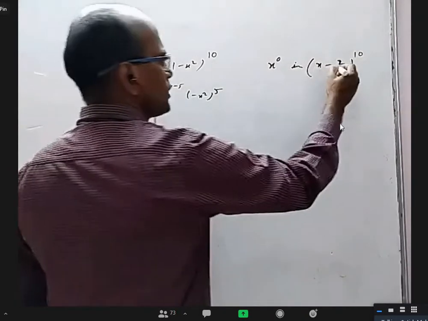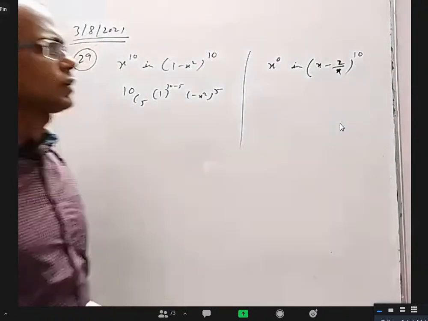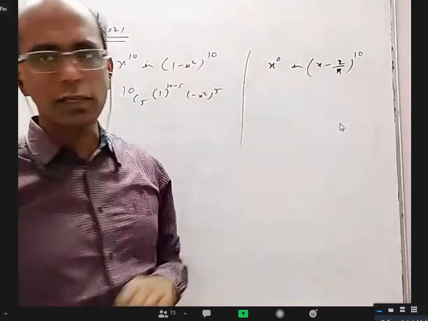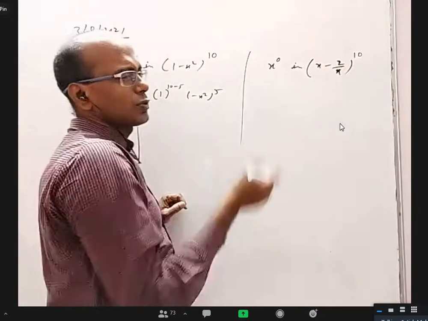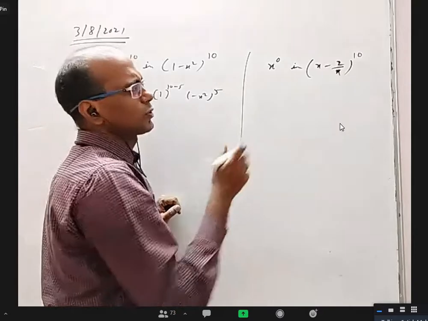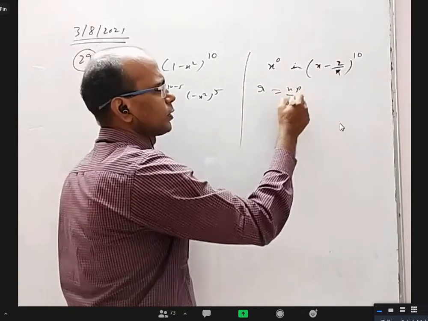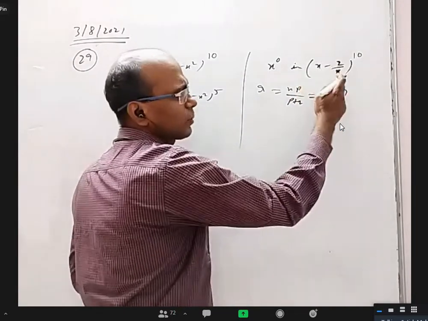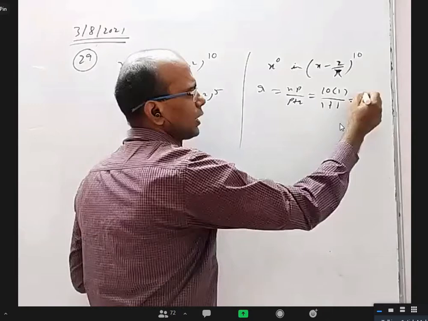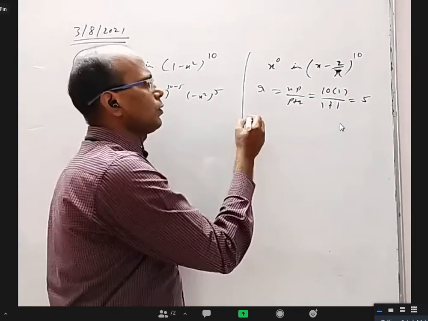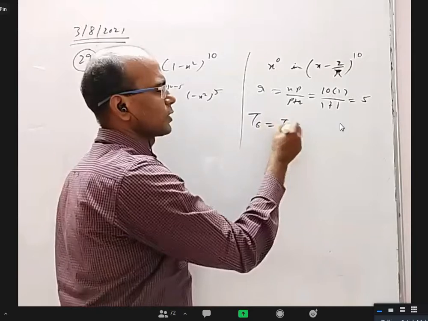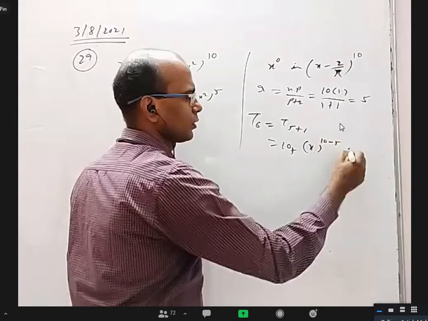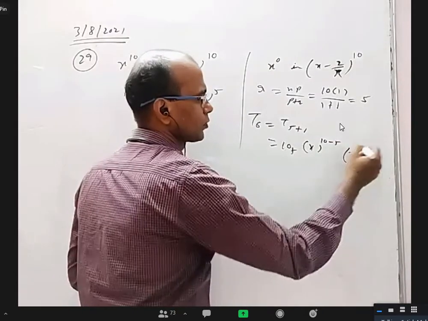Here if you want the term independent of x, power 0, you don't want any x. That also I can easily tell, it will be the middle term, because if I take the middle term then only x will get cancelled, right? I don't have to use any formula. I can use r equal to np by p plus q. For example, r is equal to np by p plus q, 10 into 1 by 1 plus 1, because power of x is 1 here, and power of x in the denominator is 1. I will get 5. Now it is actually T6, that is 5 plus 1, which is 10c5 x whole power 10 minus 5 into (minus 2 by x) whole power 5.